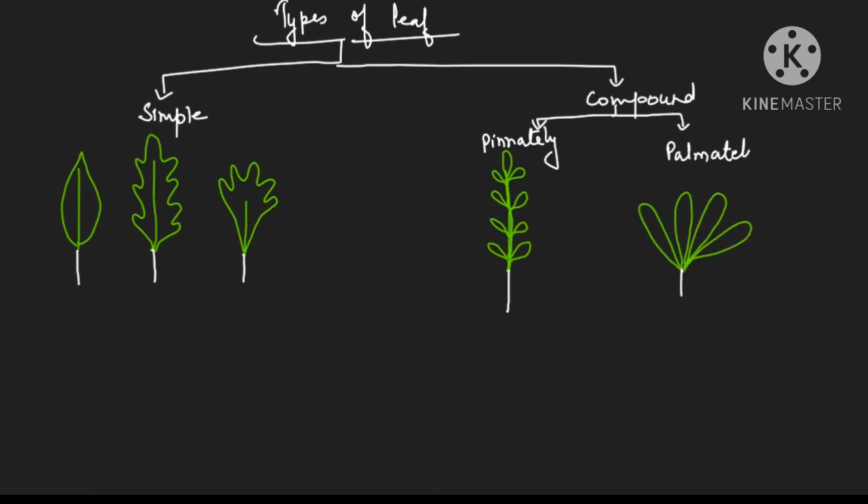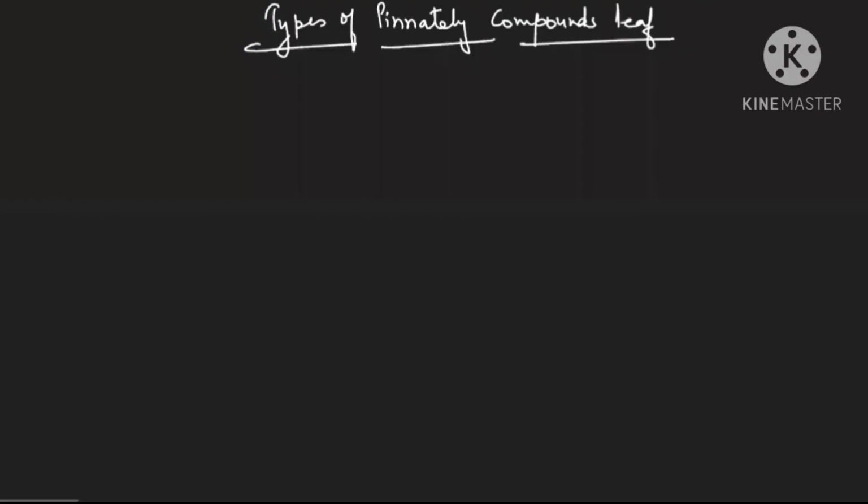So I hope through the diagram it is clear that simple leaves are those in which the lamina is entire, or if an incision is there, it has not reached to the midrib or to the tip of the petiole. But if it is reaching to the midrib, then we say pinnately compound, and if it is reaching to the tip of the petiole, then we say palmately compound. Is it clear? We are going to study types of pinnately compound leaf.